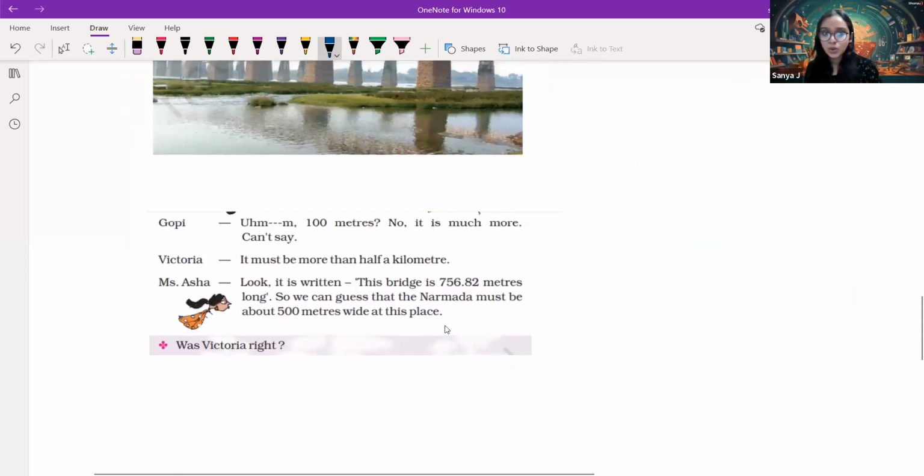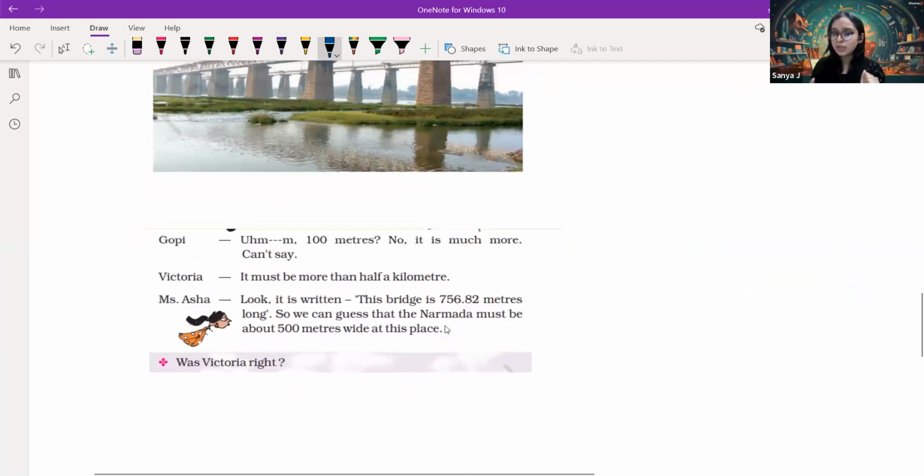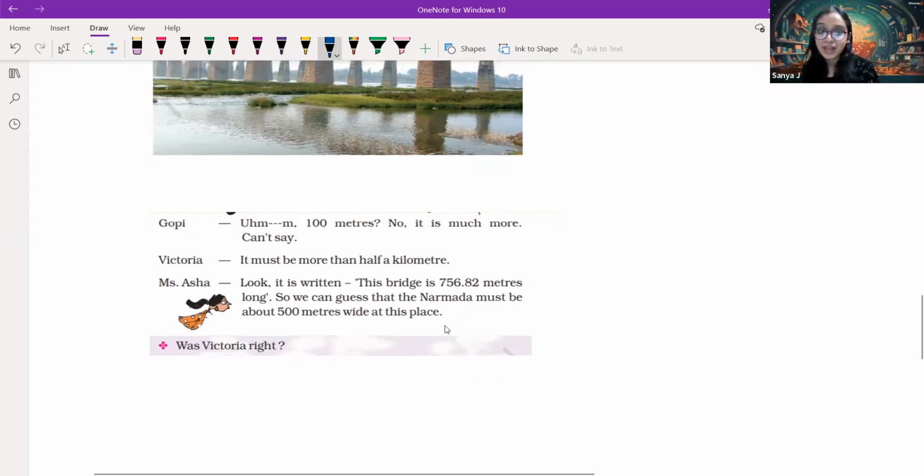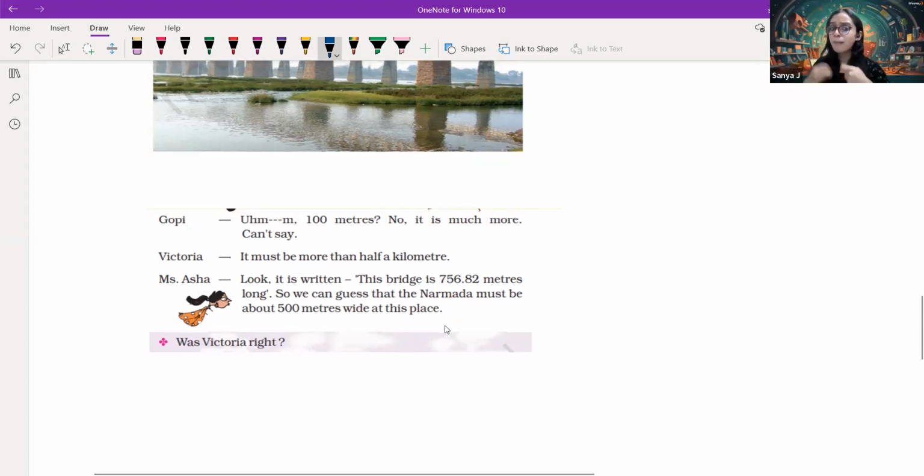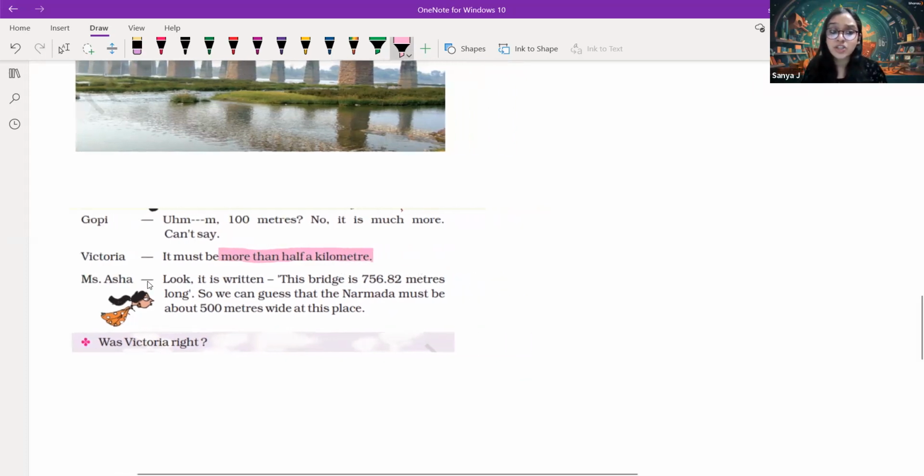Gopi says, I think 100 meters. No, but River Narmada is much more than 100 meters. I can't guess. Victoria says that it must be more than half a kilometer. More than half a kilometer. Okay, all right, let's check. Then Miss Asha says that look, it's written the bridge is 756.82 meters long. So we can guess that Narmada must be about 500 meters wide at this place.